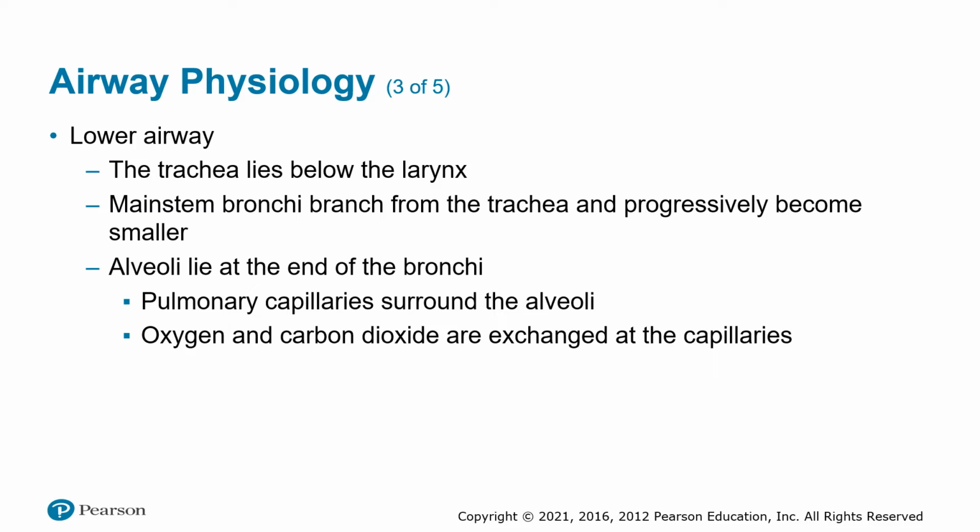The lower airway includes the trachea that lies below the larynx. The main stem bronchi branch from the trachea and progressively become smaller. And then the alveoli lie at the end of the bronchi. The pulmonary capillaries surround the alveoli, and oxygen and carbon dioxide are exchanged at those capillaries.